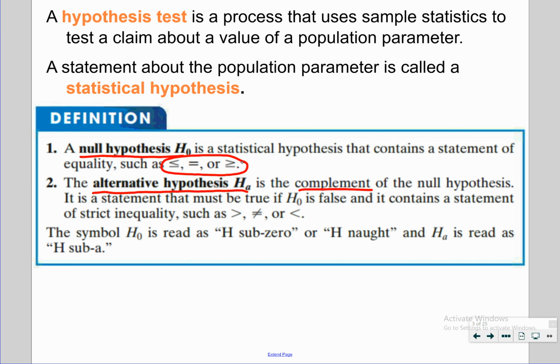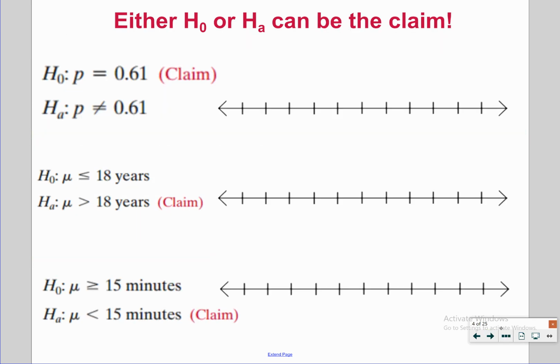That's going to be really important because sometimes you're going to be asked to name which one's which. The one that contains less than or equal to, greater than or equal to, or equal to is the null. The one that does not contain the statement of equality, so just greater than, less than, or not equal to, is the alternative hypothesis. Either one of these could be the claim that's being made. We could claim something about equality, or we could claim that something is strictly greater than, less than, or not equal to, and you'll see the math behind it later. But for right now, creating these statements is what we're trying to do.